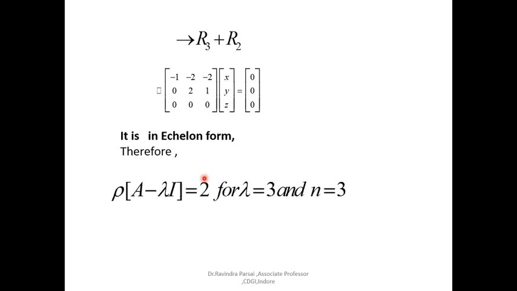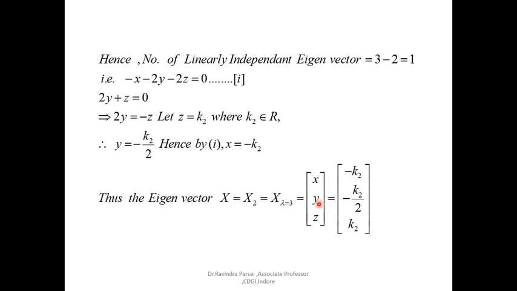That's why we can conclude now that the rank of A minus lambda I equals 2 for lambda equal to 3, and the number of unknowns is 3. So how many linearly independent vectors do you have? Total number of unknowns minus rank. This difference gives you the number of linearly independent eigenvectors.